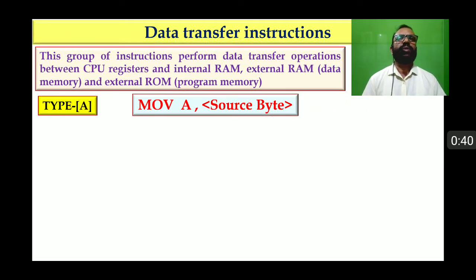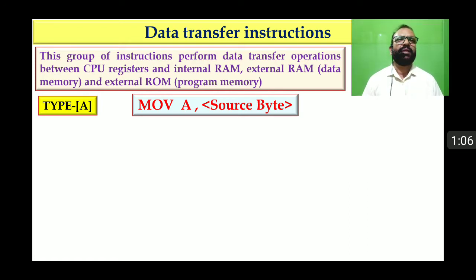This group of instructions, known as data transfer group instructions, performs data transfer operations between CPU registers and internal RAM, external RAM and external ROM. There are different types of instructions in this group. The first type is MOV A, source byte.